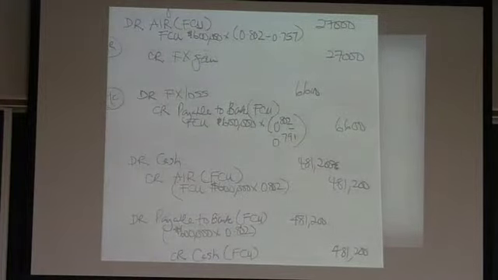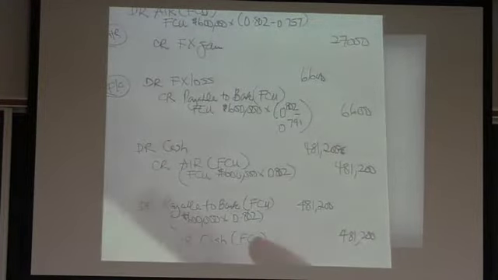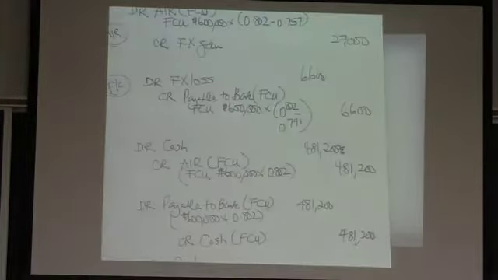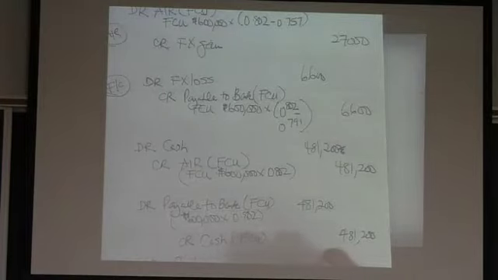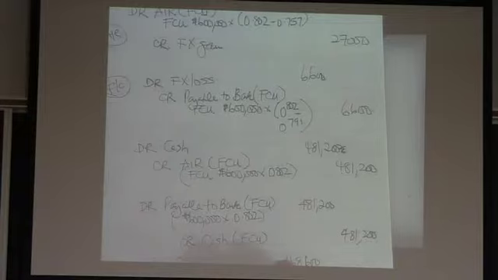Now, remember, we agreed that we were going to debit cash the original amount that we agreed to, which is the 468,600, and credit receivable from bank. Okay, does that make sense?